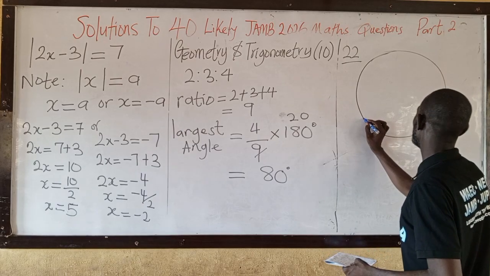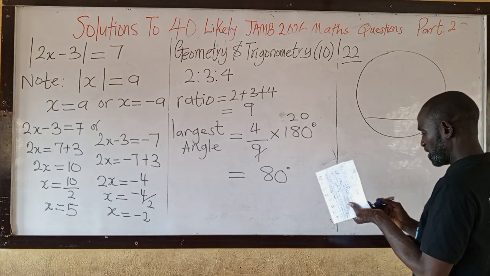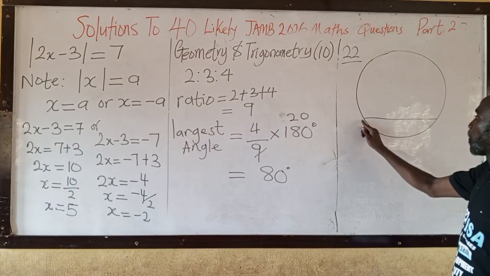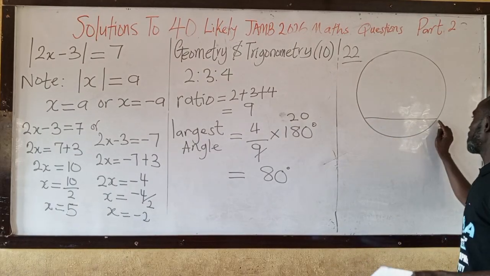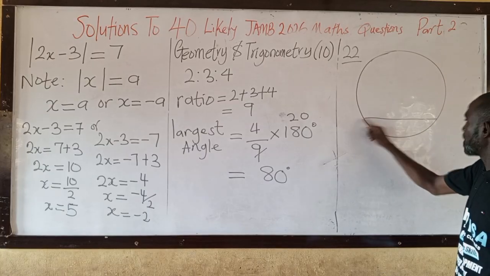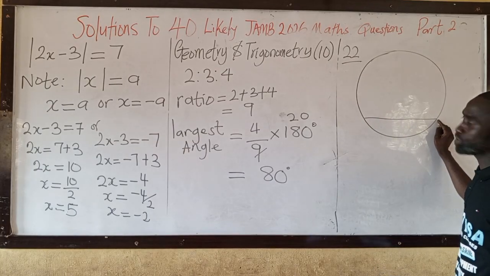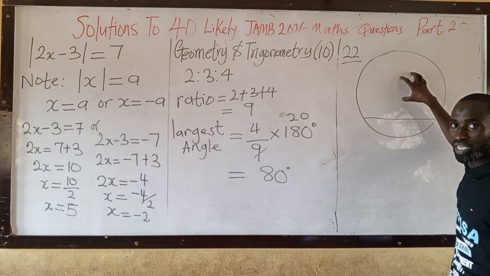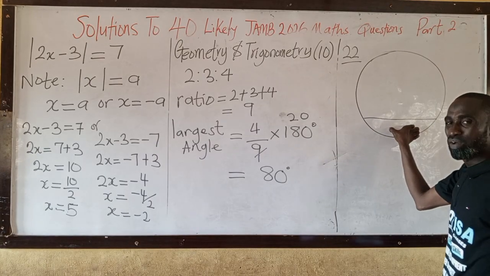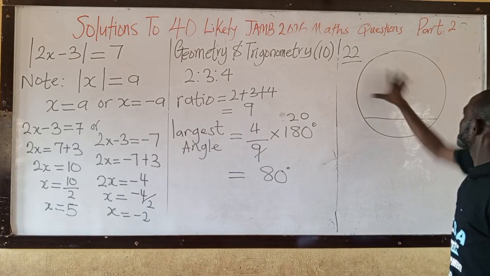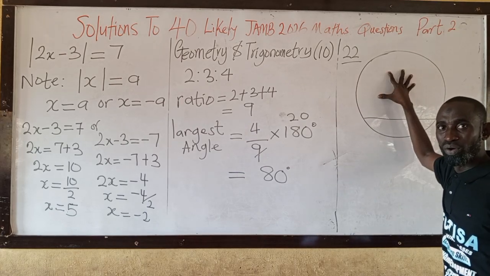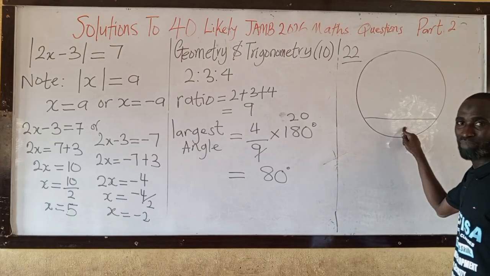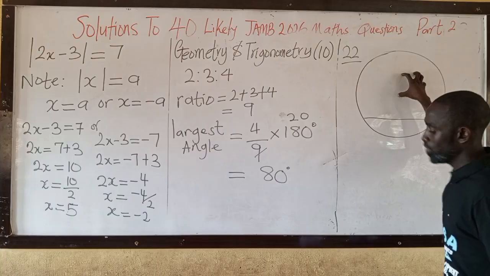A chord is a line that runs from one point of the circle to another point of the circle. That is, from this point to this point is called a chord. A chord will divide a circle into two unequal parts. This small one we call the minor segment, and this big one we call the major segment. So a chord divides the circle into a minor segment and a major segment.